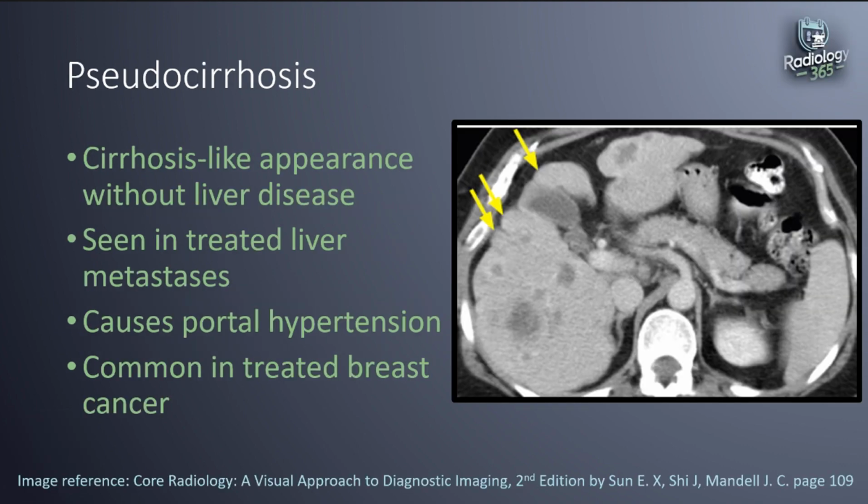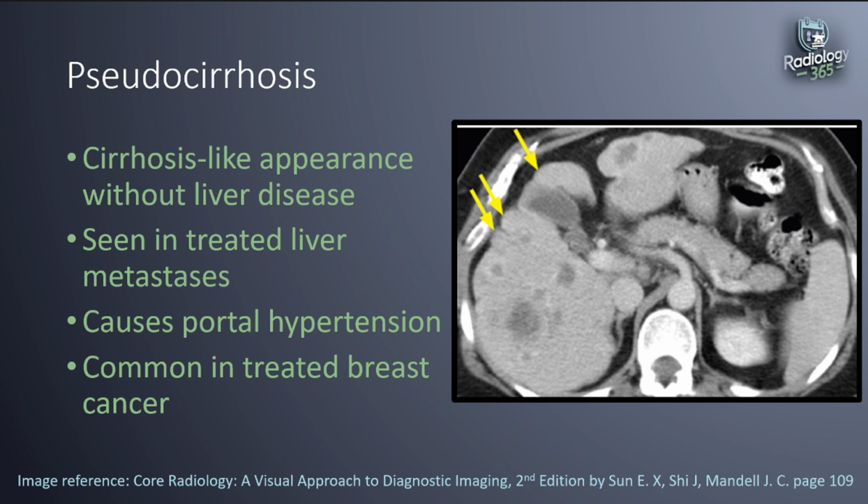Pseudocirrhosis is a term we use when the liver looks cirrhotic on imaging, with nodular contour and shrinkage, but it's not due to chronic liver disease. The most common scenario is a patient with treated liver metastasis, particularly from breast cancer. Over time, the fibrosis and scarring from chemotherapy can remodel the liver, mimicking cirrhosis.